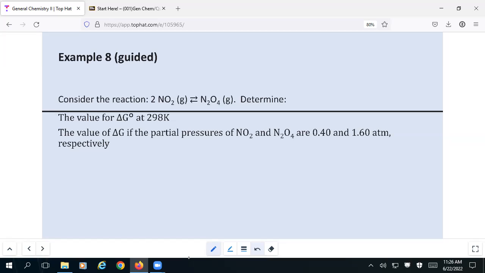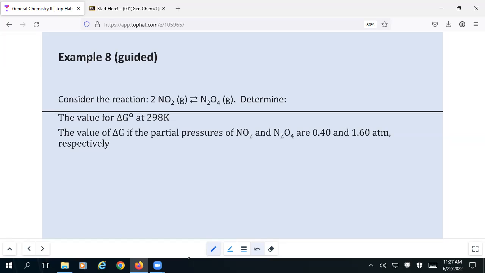So let's take a look at a practice problem. We've got a familiar equilibrium system here. The interconversion between nitrogen dioxide and its dimer, dinitrogen tetroxide. What we want to do is determine the value of delta G at 298 Kelvin. And we also want to determine the value of delta G if we have partial pressure values that put us not at equilibrium.